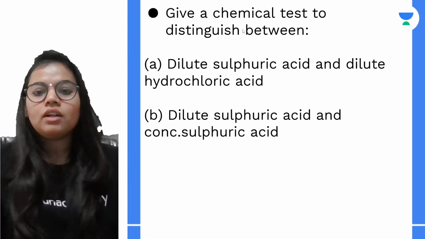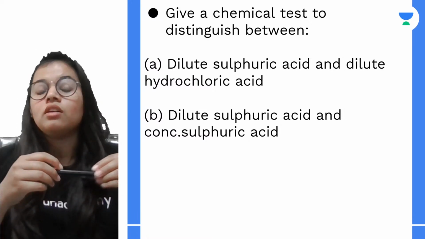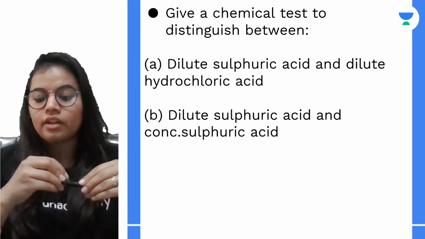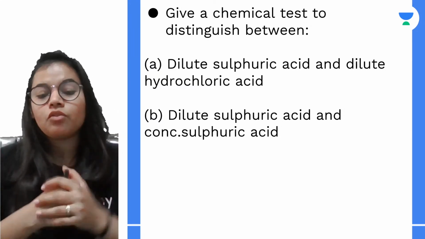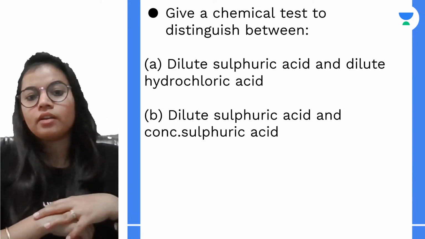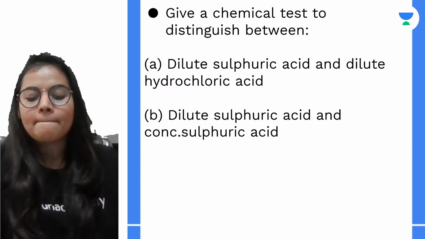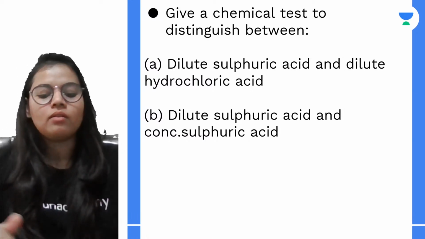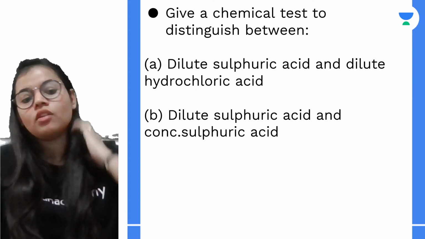Next, give a chemical test to distinguish between dilute sulfuric acid and dilute hydrochloric acid. Two acids are given to you in two bottles, one has dilute sulfuric and the other has dilute hydrochloric. How will you distinguish? It is something related to ammonia, if you remember.